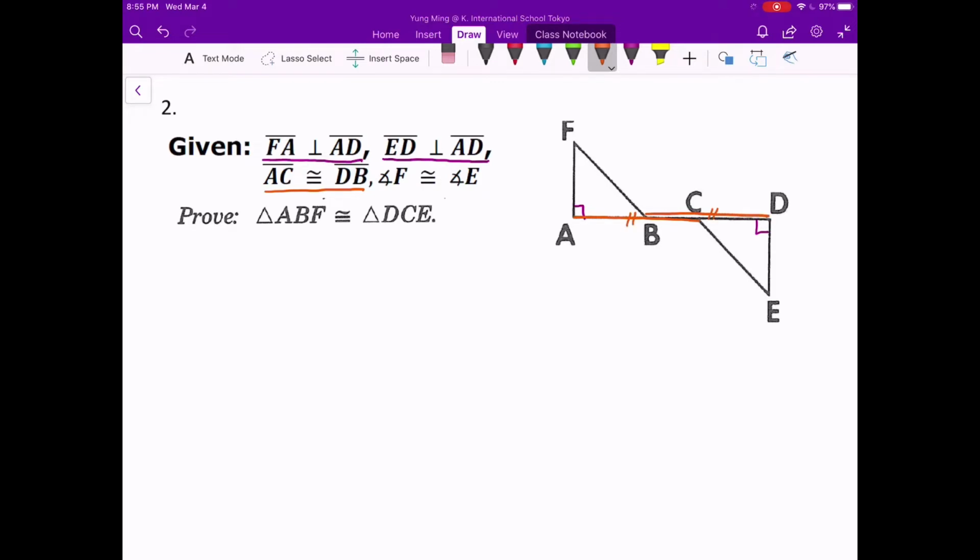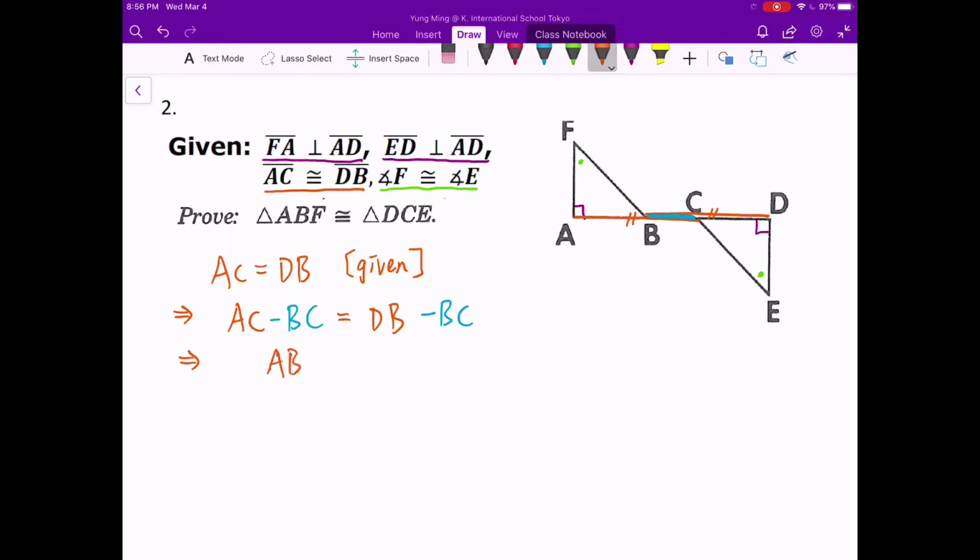And then you have your angle F, same as angle E. First of all, we have AC equals DB. Okay, this is given, but that's actually not exactly what we want. So we need to do a little bit of manipulation over here. AC and DB are the same. So that means if I take out this same guy over here, BC, if I minus BC on both sides, we will still be exactly the same. Okay? And after the subtraction, you're going to have AB equals CD.